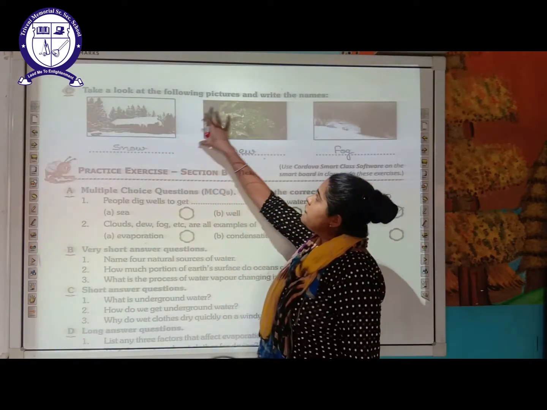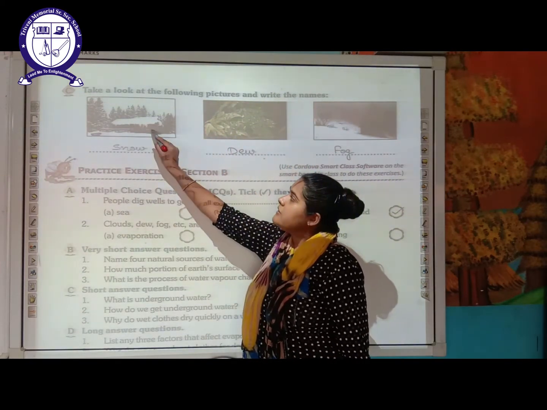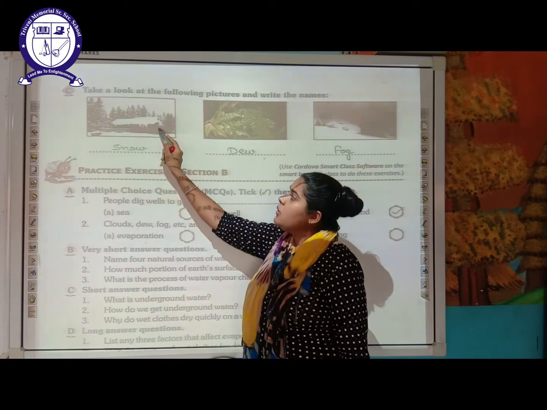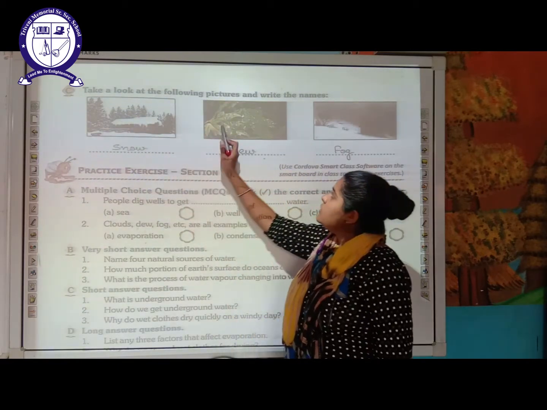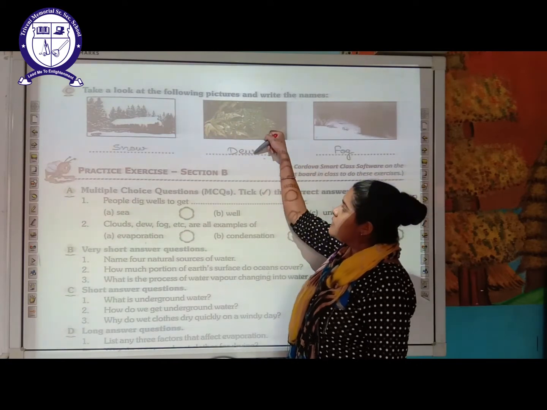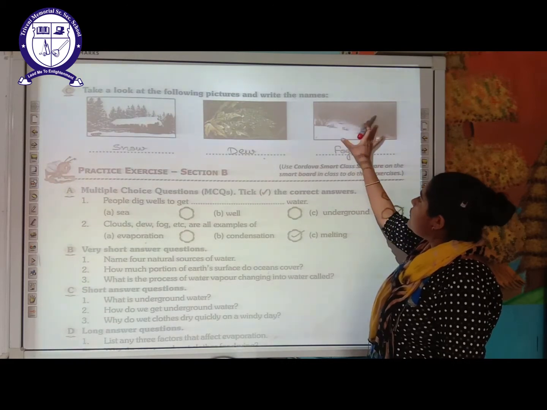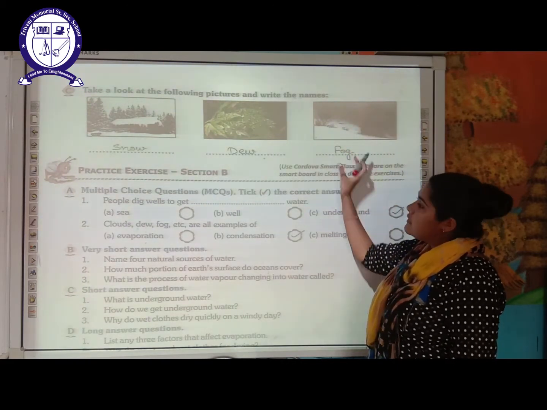Here different pictures are given, and you have to name those pictures. The first one, as you can see, is covered with snow, so the answer is snow. In the second one, there are water droplets on the surface of the leaves, so this is the formation of dew. And the last one, you can consider this fog, the answer is fog.